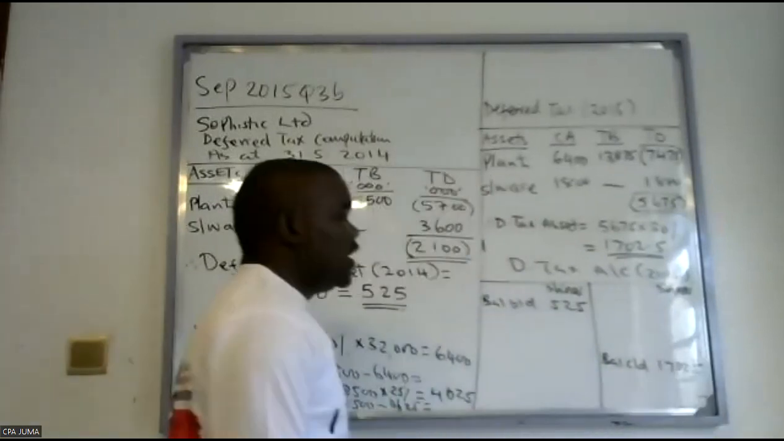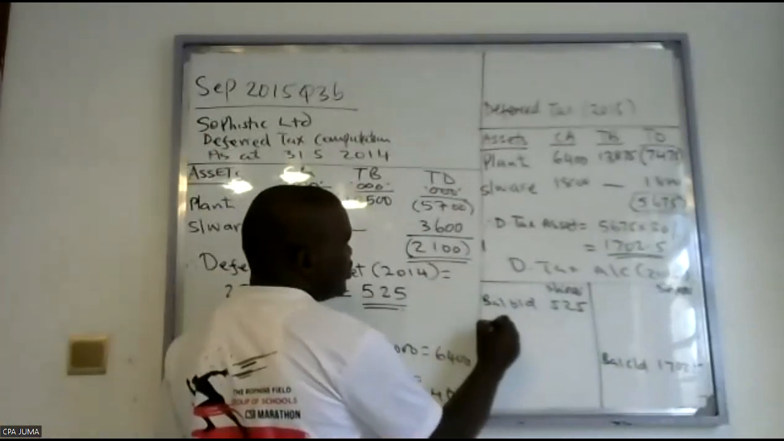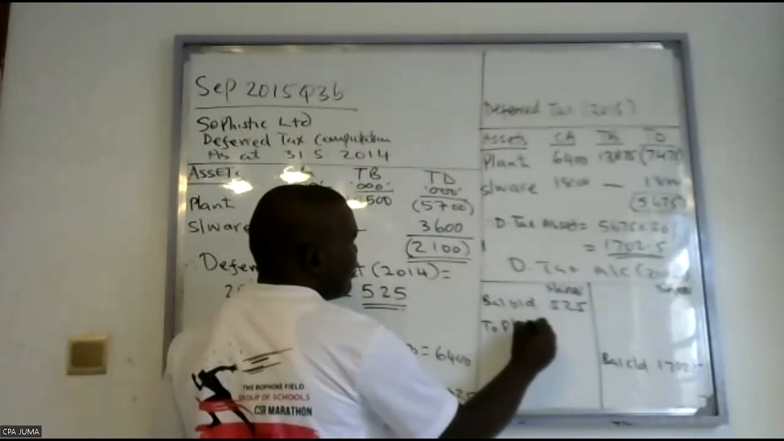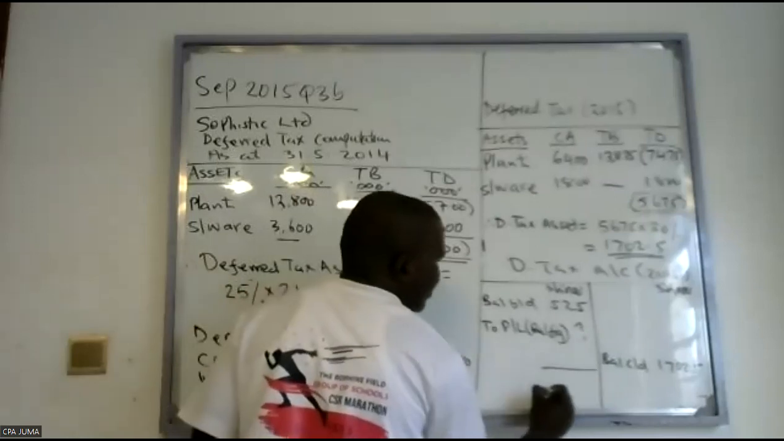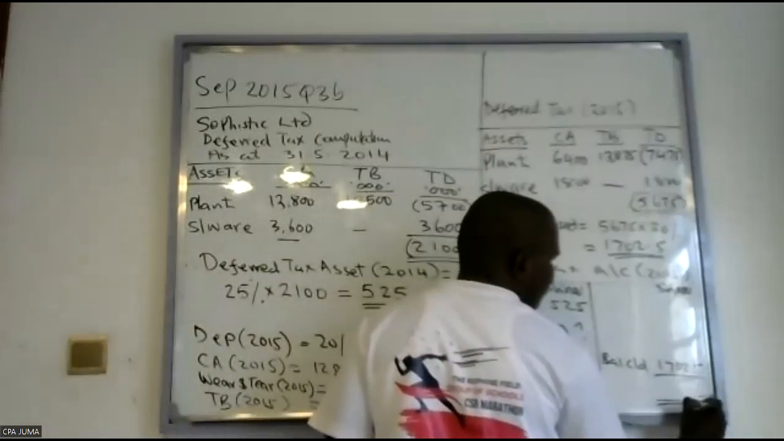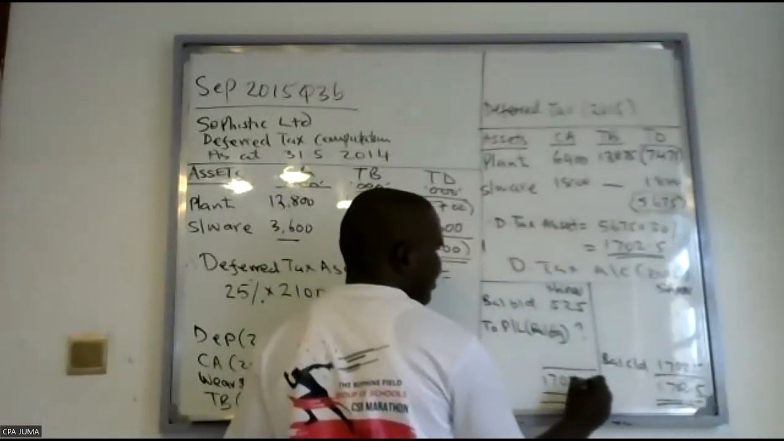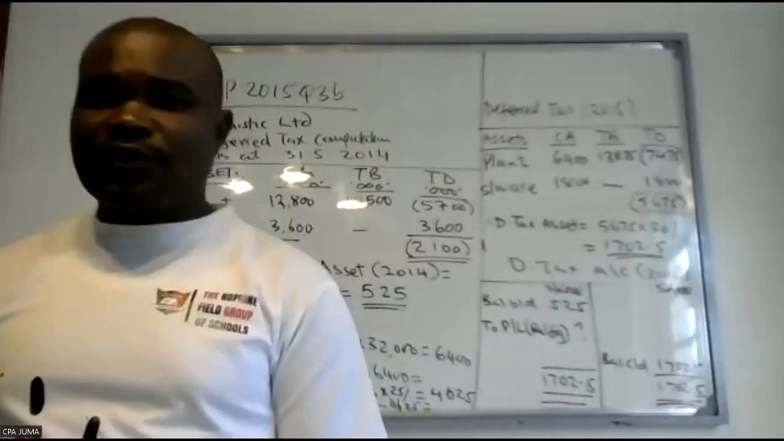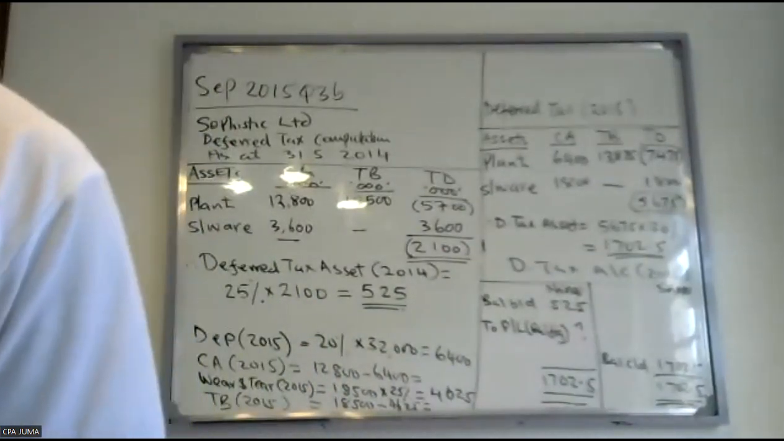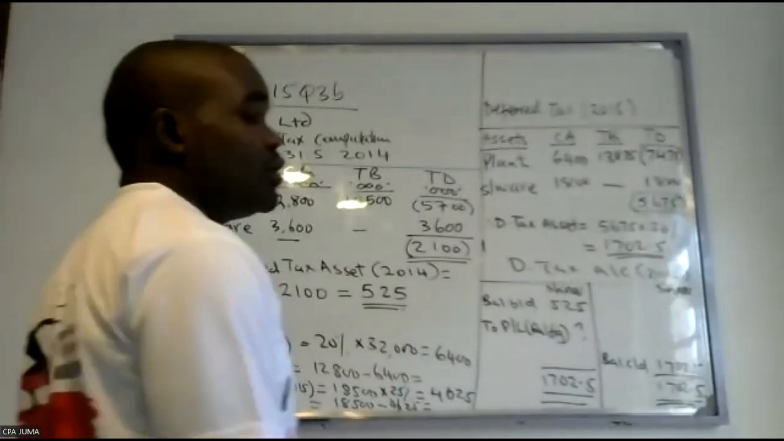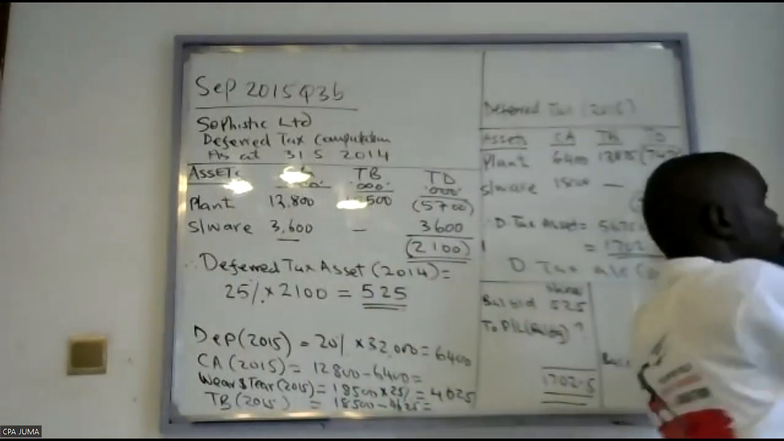1702.5. So the increase is what we take to P&L, which will be this side. So to P&L, the balance is bigger. How much are we taking to the profit account? 1702.5. How much goes to the profit account? How much are we posting to the profit account?